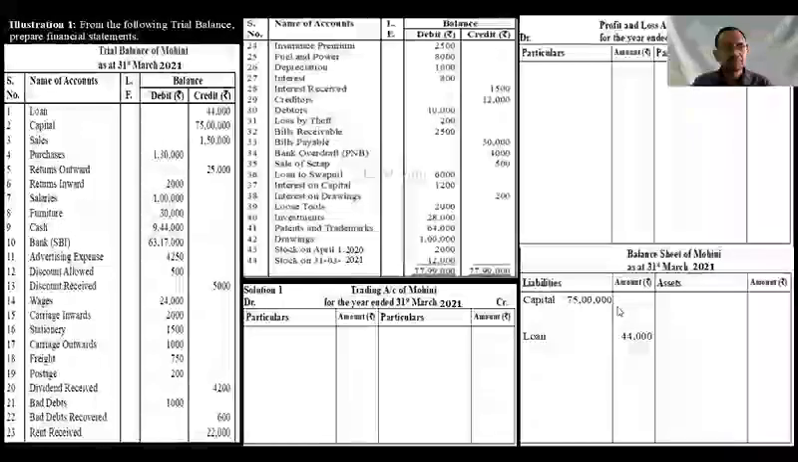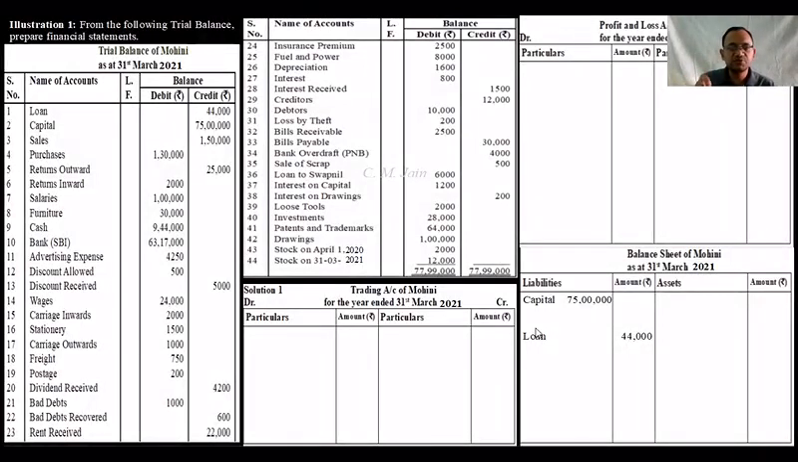And after writing capital, leave two lines after this. Put dots in next two lines so that you remember these two lines are to be left for the adjustment, because drawings is also given to us in the trial balance later, and whatever profit or loss we will find, that will also be adjusted in capital. So those two lines are to be left for these adjustments.